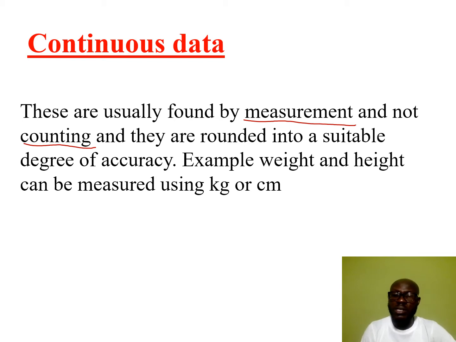An example is the weight and height of an object that can be measured using units as in kilogram or centimeters. That becomes continuous data. So we have the discrete data which deals with numbers, and the continuous data which deals with measurement, not by counting with numbers. All right, let's move on.